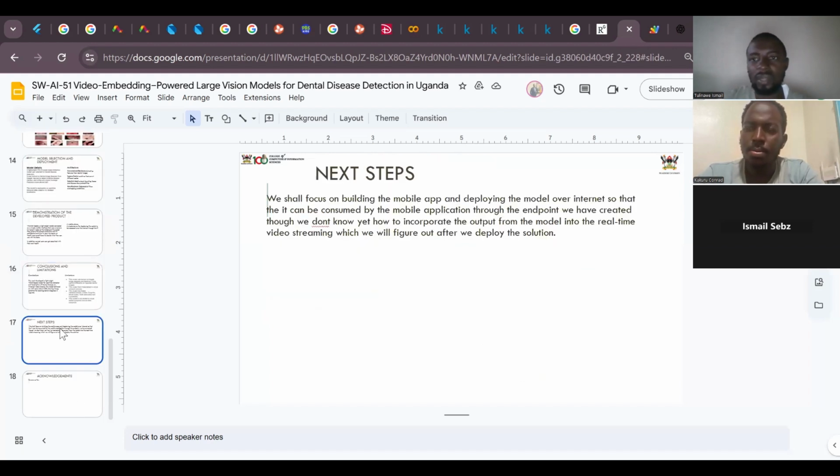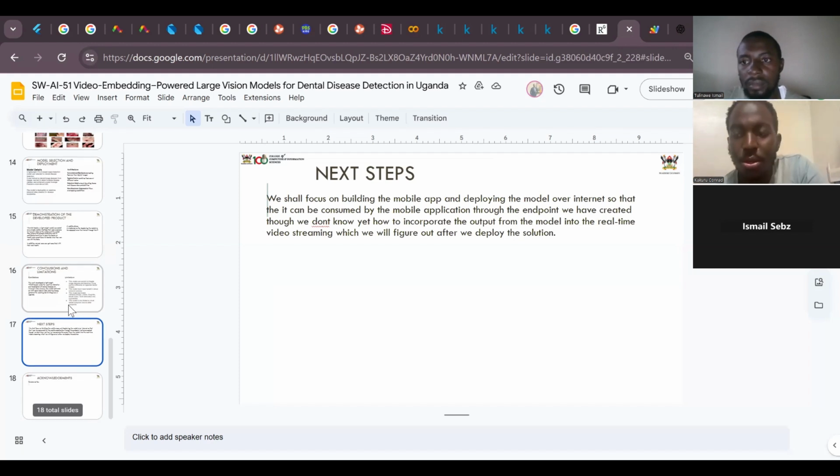Then in our future steps, what we are going to do next, we shall focus on building the mobile app, then deploying it to the internet, and also deploying it onto mobile devices and cameras in case we get one. So that's all for our presentation. Thank you. In case I have left anything, Conrad, you can add on. I guess that's all. That's it for now. As you're going to submit, you'll find the Jupyter notebook and this presentation. Thank you for listening.